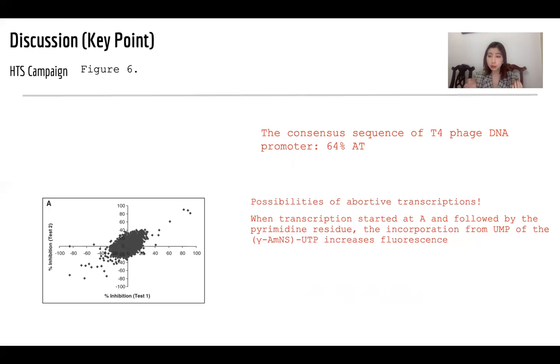So even if this E. coli RNAP is blocked afterwards, it still increases fluorescence in the first few steps of the nucleotide incorporation. So that's why the maximum inhibition rate does not exceed 70% or 80%.